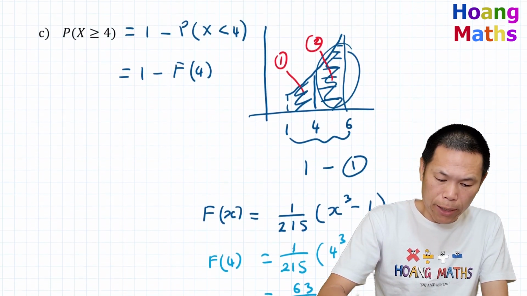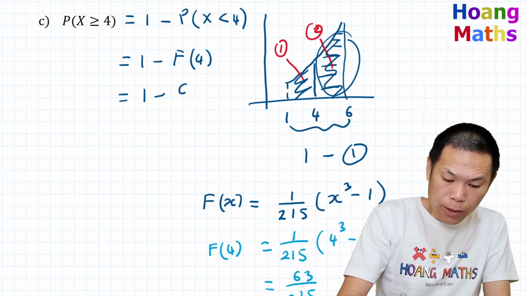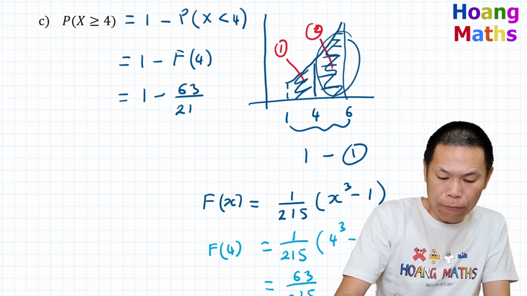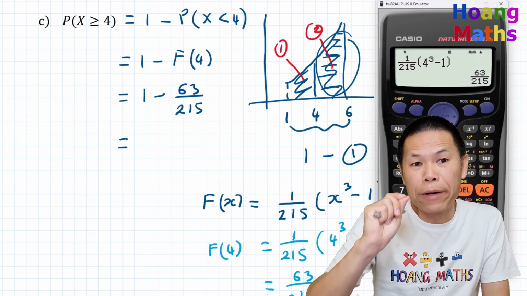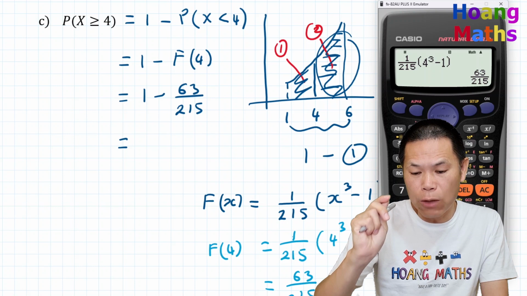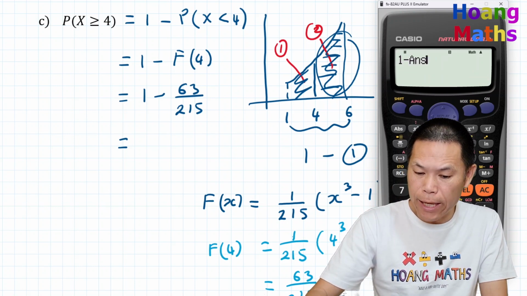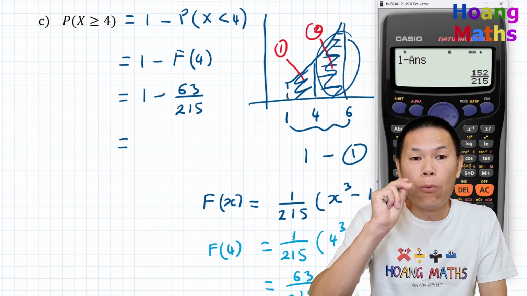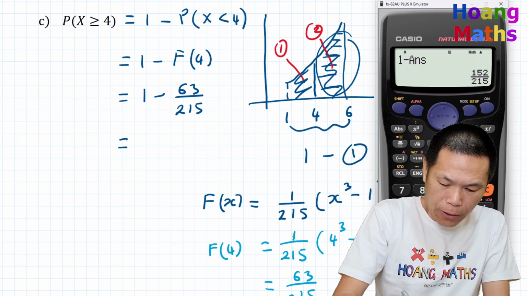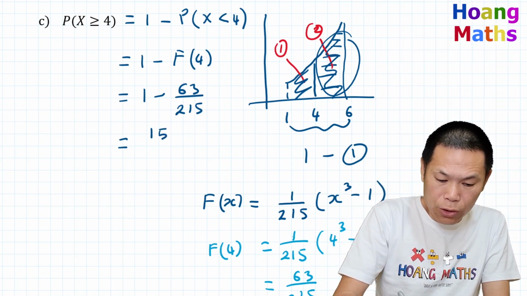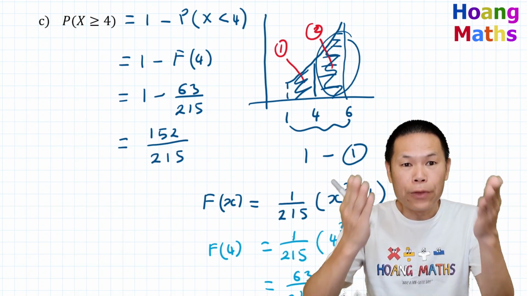Now we just go back here. So that is equal to 1 minus 63 over 215. Just go 1 minus answer on the calculator, because the last answer was the one I did on the calculator. So there you go, 152 over 215.